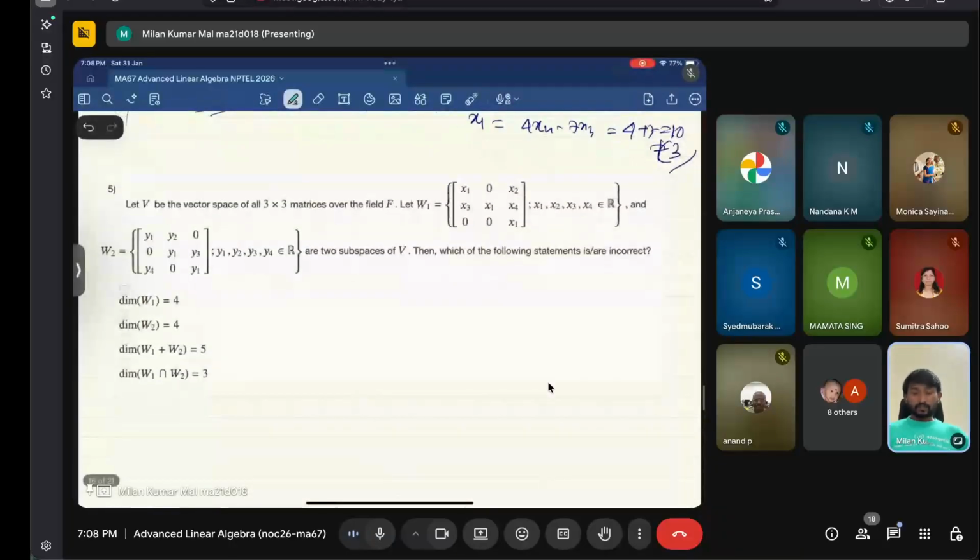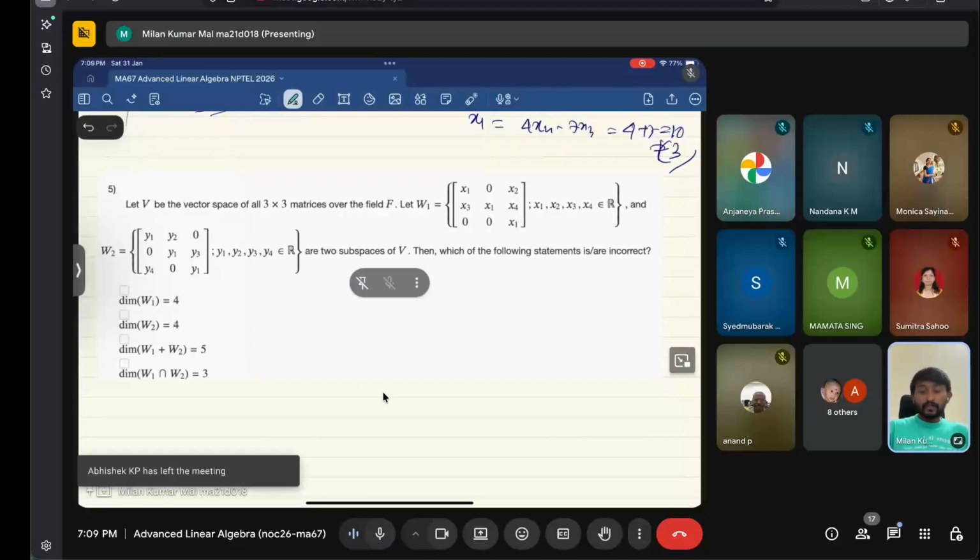So this is another question. Now we have completely new questions. What it says: let V be a vector space of all 3 by 3 matrices over the field F.